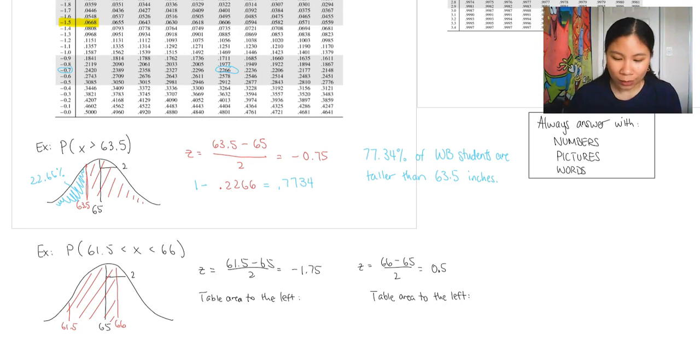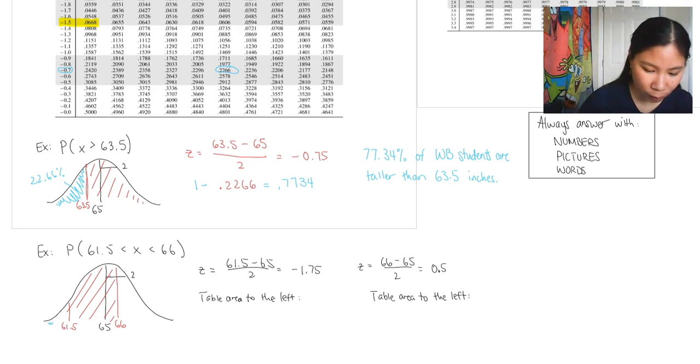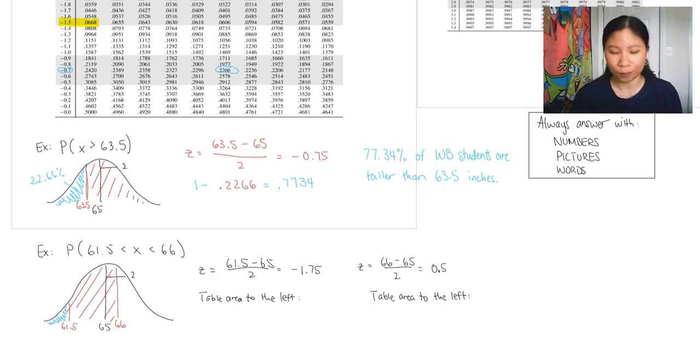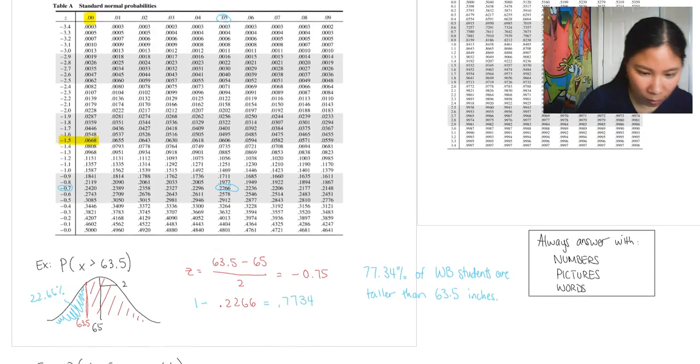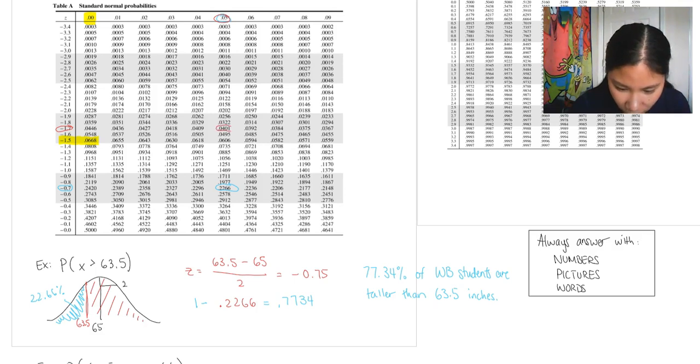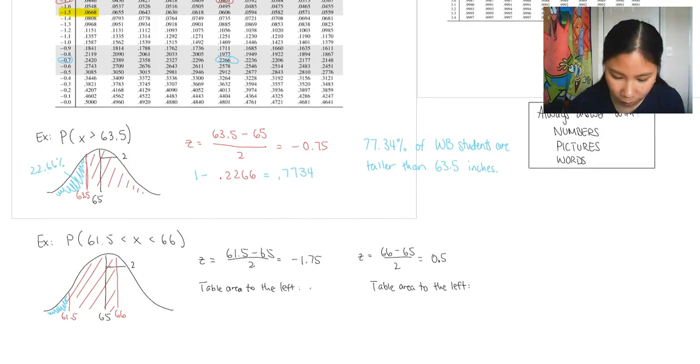So now, when I look up negative 1.75, the table will give me the area to the left of the 61.5, which will be this area right here. Not really what we want, but we still have to look this up anyway. For a z-score of negative 1.75, here is the negative 1.7, and then the second decimal place was the 5, so that gives us 0.0401. Let me write that down really quick.